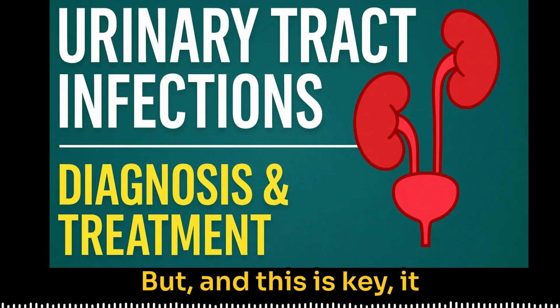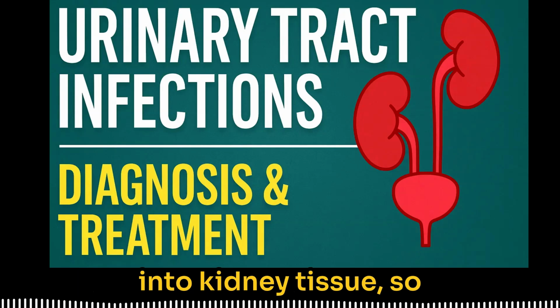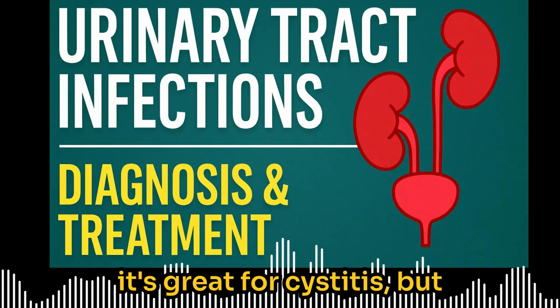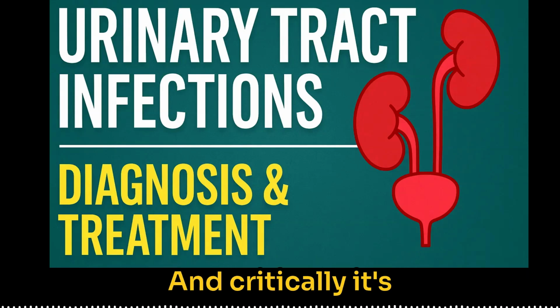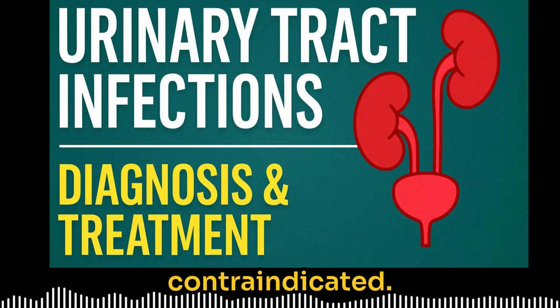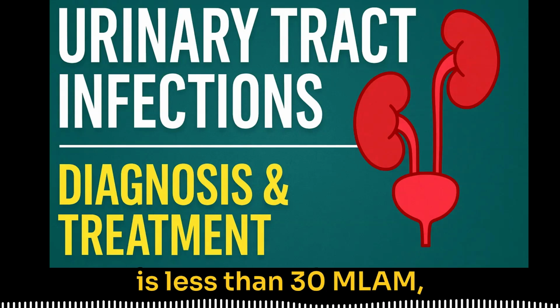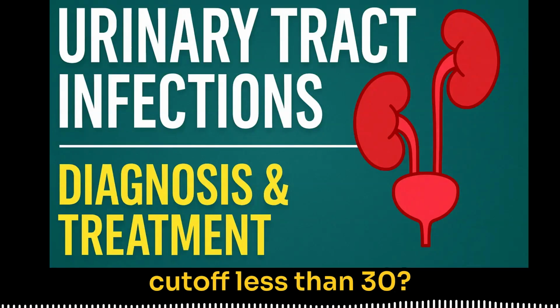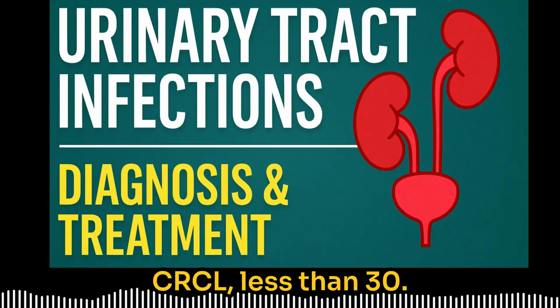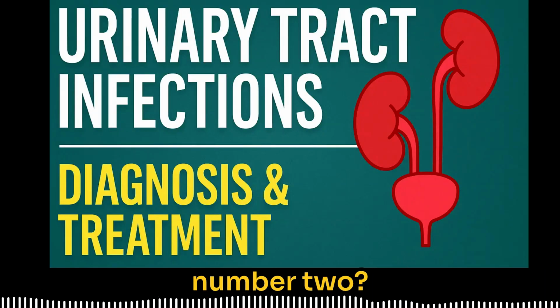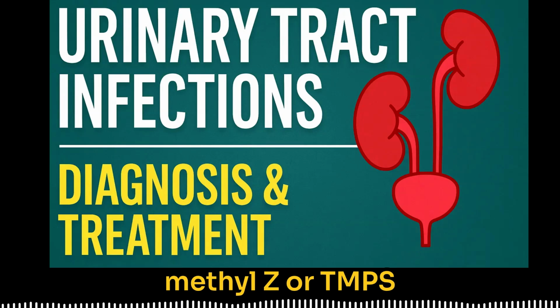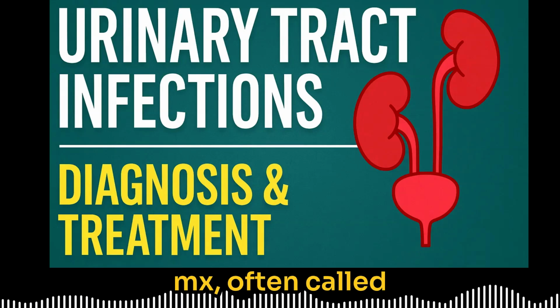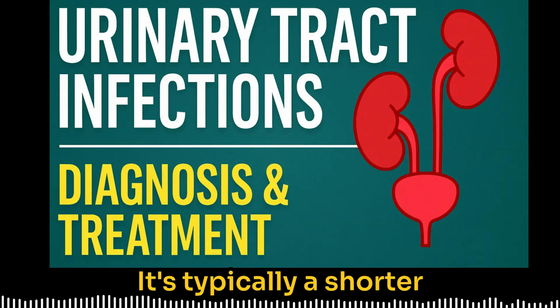Exactly. But, and this is key, it doesn't penetrate well into kidney tissue. So it's great for cystitis, but not for pyelonephritis. And critically, it's contraindicated if the creatinine clearance is less than 30 mL/min. Remember that CrCl cutoff? Less than 30, no nitrofurantoin. CrCl less than 30, avoid. Got it. What's option number 2? Trimethoprim-sulfamethoxazole, or TMP-SMX, often called Bactrim or Septra. It's typically a shorter 3-day course.